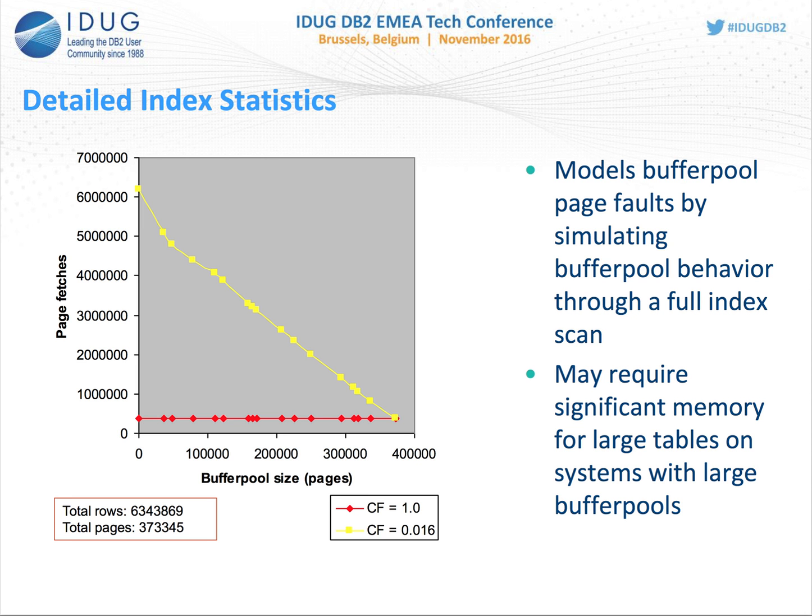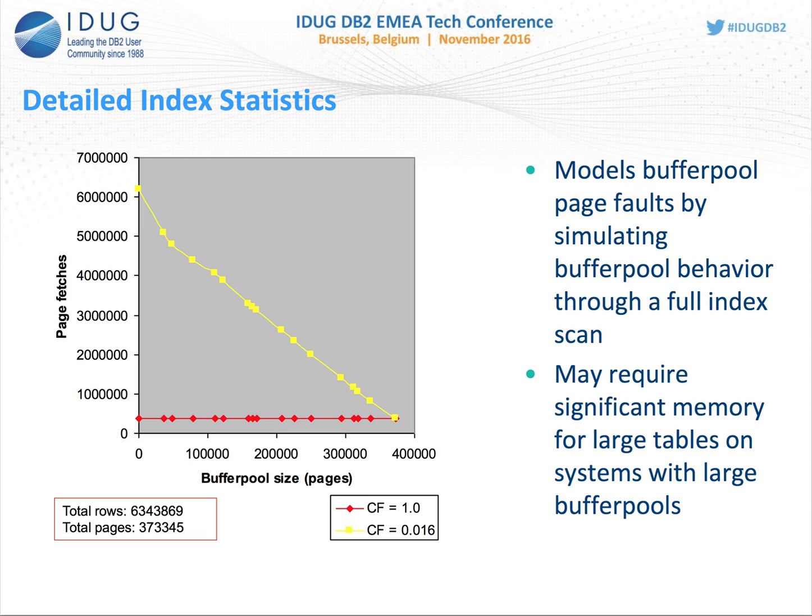RUNSTATS will build basically a graph based on changing the size of the buffer pool. The whole idea is that if the data pages are poorly clustered, as the buffer pool size shrinks, the number of I/Os is going to go up.